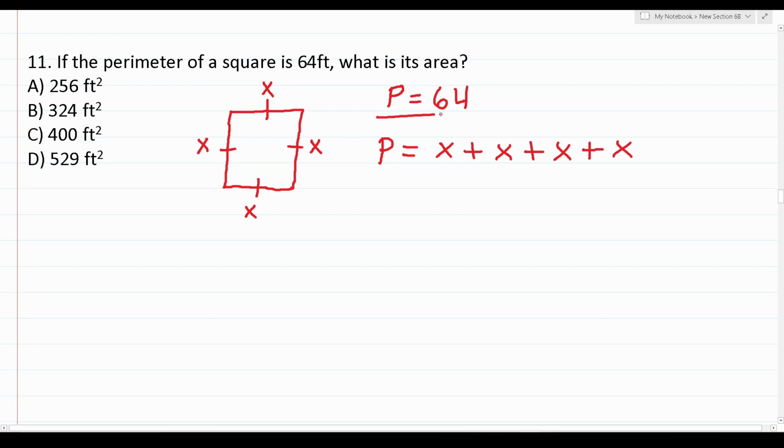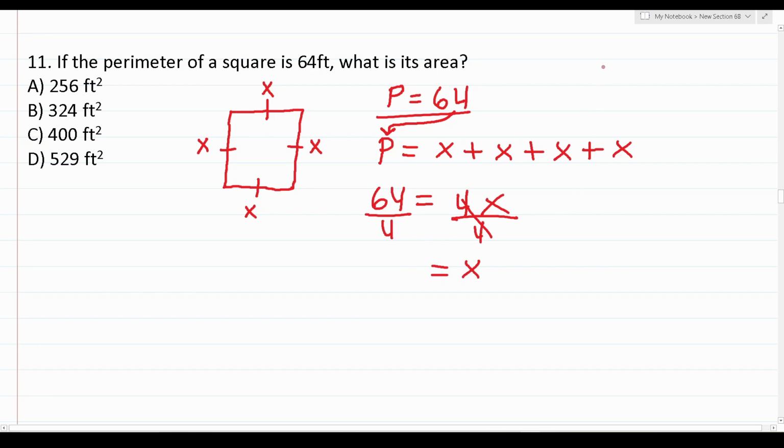We know what the perimeter is. P is 64. So I'm going to replace this P right here with 64. So this becomes 64 equals, what is x plus x plus x plus x? Well, that is 4x. Those are all like terms. Now we're just solving for x now. So we're going to divide both sides by 4. This will cross out here, leaving you with just x.